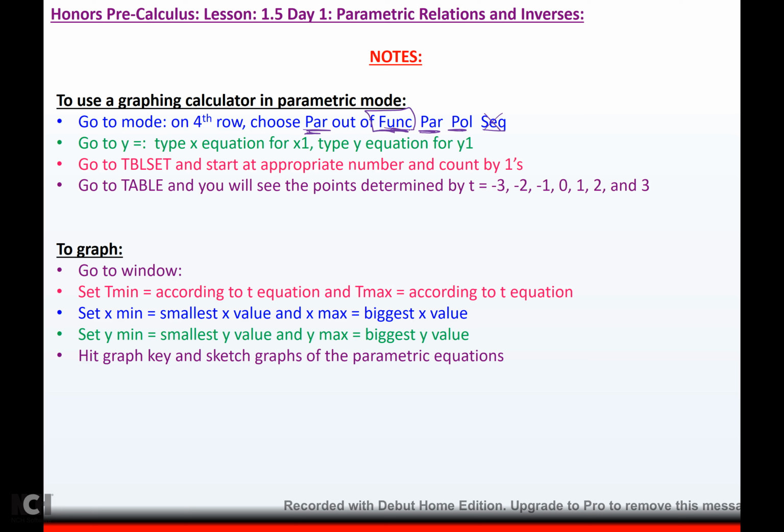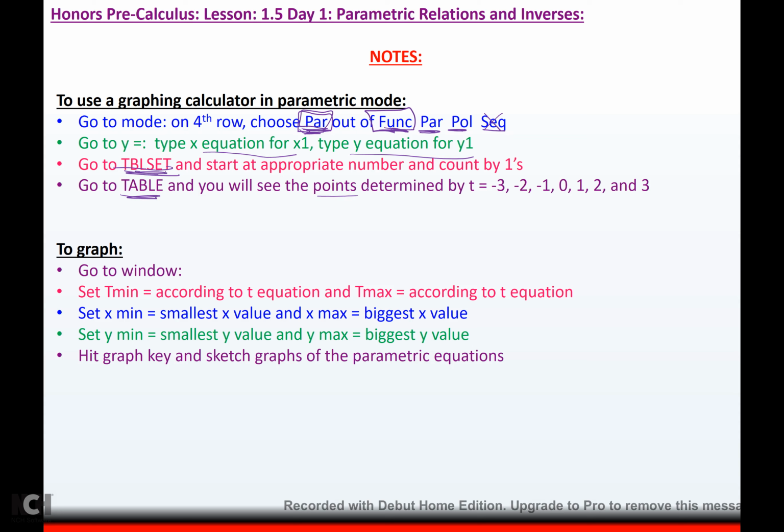Function is what we're normally in if you're talking about equations in x and y. Parametric is when you have x and y equations in terms of t. Anyway, choose parametric and make sure that's black. And then when you go to y equals, your screen's going to look funny. Instead of just y equals, it's going to have x1 of t equals and y1 of t equals. Type your x equation for x1, type your y equation for y1. Make sure you set your table set to fit your data. And then we can go to table and see the points instead of having to figure them out algebraically myself.